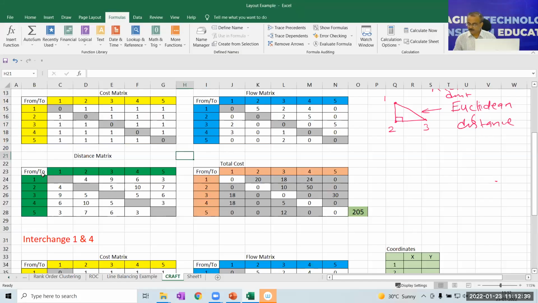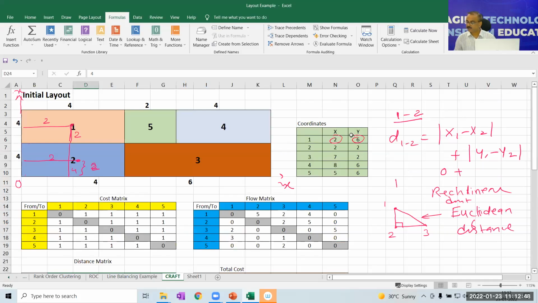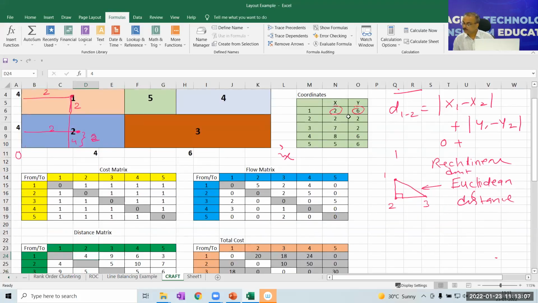So the distance between 1 and 2 is 4. Similarly, can you find the distance between 1 and 3? It will be x1 minus x3 plus y1 minus y3. So x1 minus x3 will be 2 minus 7, that is minus 5, but you take the mod of it, so this is 5. And y1 minus y3 will be 6 minus 2, that is 4. So 5 plus 4 will be 9.